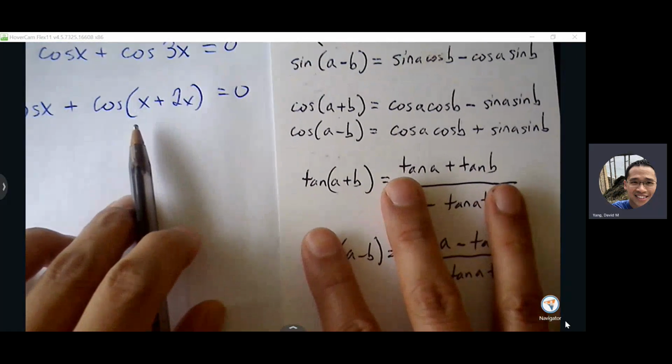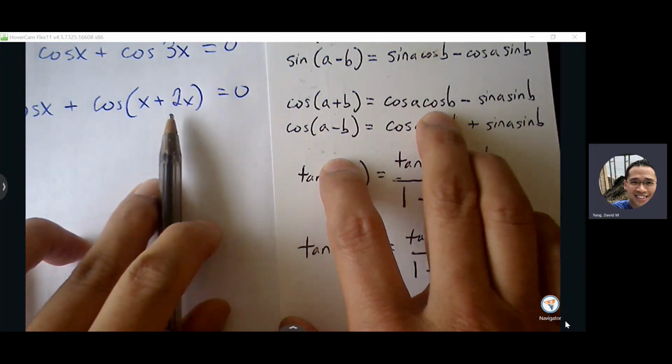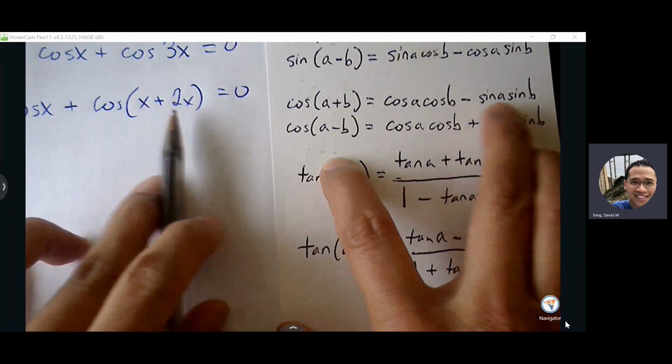So here's my formula, cosine of a plus b is the same thing as cosine of a times cosine of b minus sine of a sine of b.